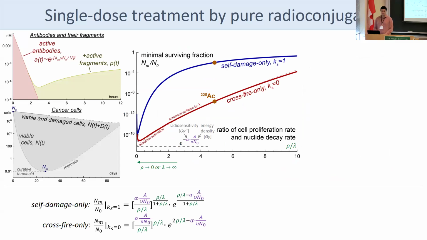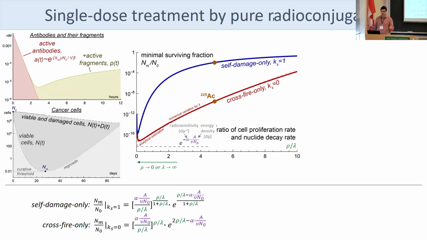Okay, but what's the point of doing this, you may ask, and why should clinicians care? Well, the nice consequence is that these equations effectively depend only on two combined parameters. The first of them is the ratio of cell proliferation rate and nuclear decay rate. When it tends to 0, both formulas tend to this expression containing the second combined parameter. And this expression corresponds to the instantaneous decays of nuclei.